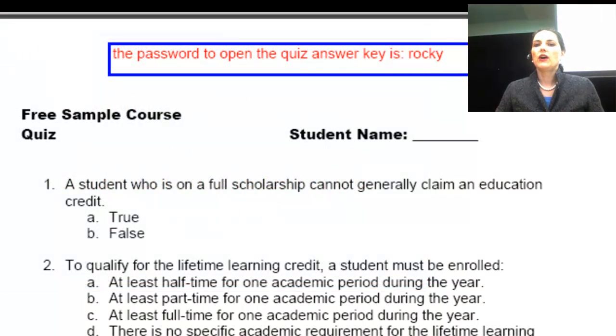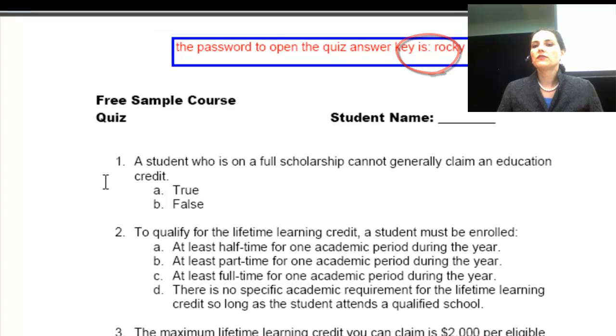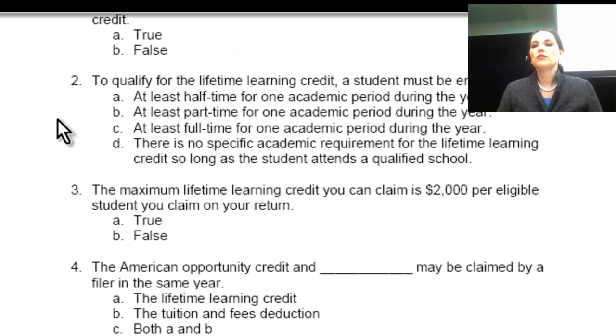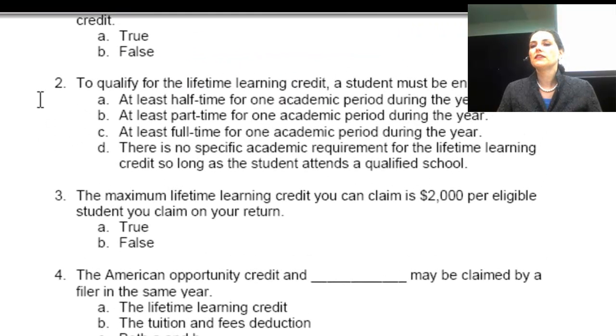So I have up in front of you now the quiz for the free sample course. If you would like to unlock the answer key for this particular quiz assignment, the password to do so is Rocky, R-O-C-K-Y. Let's go through the quiz questions together. Number 1, a student who is on full scholarship cannot generally claim an education credit. That is a true statement. If you are on a full scholarship, it would mean you do not have educational expenses, so you couldn't claim a credit.